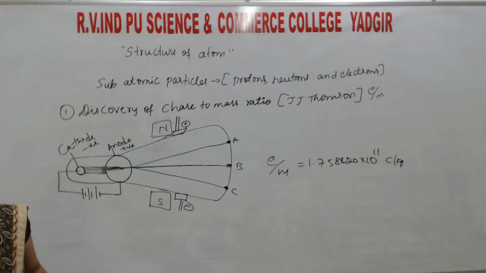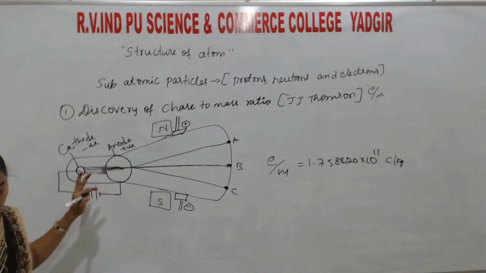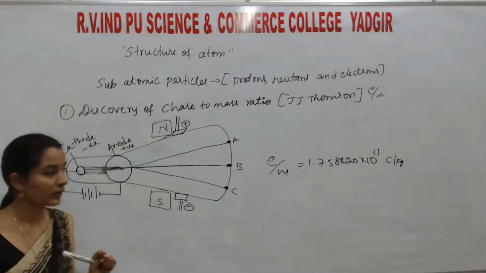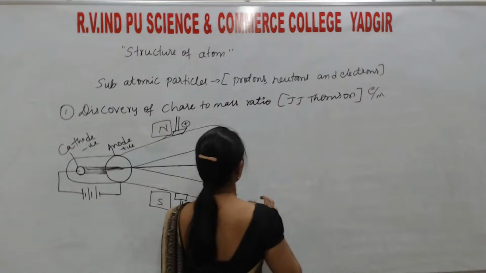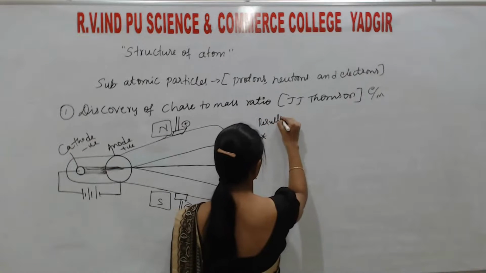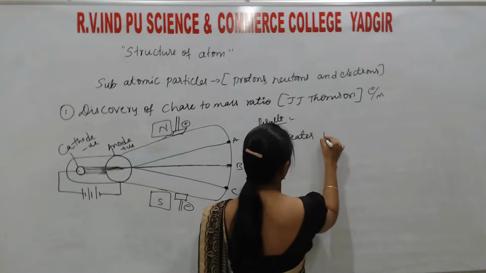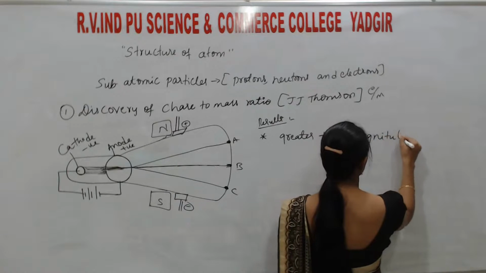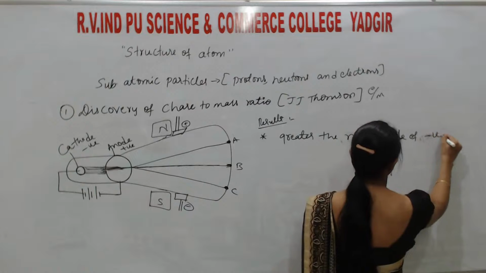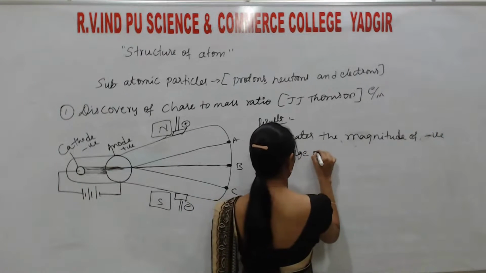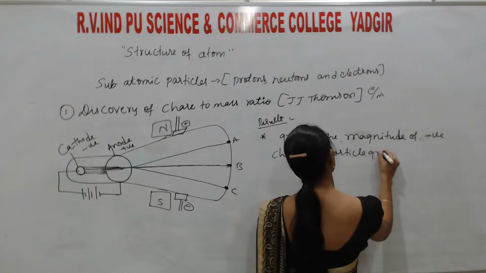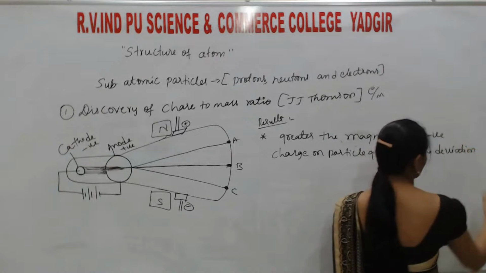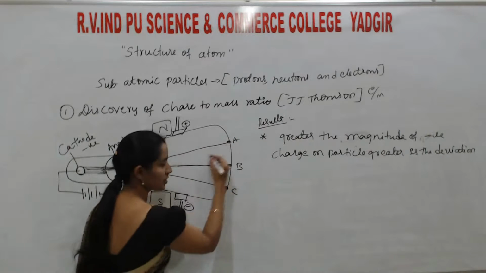So what are the conclusions I told? The magnitude of the negative charge on the particle. So greater the magnitude, greater is the deviation. So I write the conclusions here once again. Means results here. Greater the negative charge, greater the magnitude of negative charge on the particle, greater is the deviation. Means if negative charge is more, then deviation is more. This is the deviation.